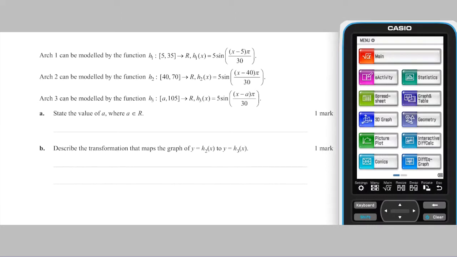As the translation appears to be 35 metres to the right, then A will be equal to 40 plus 35, which is 75. And the transformation we are to describe in Part B is a translation of 35 metres to the right.